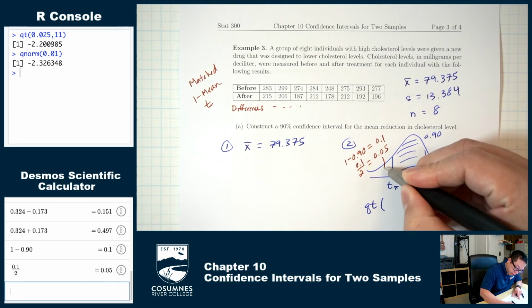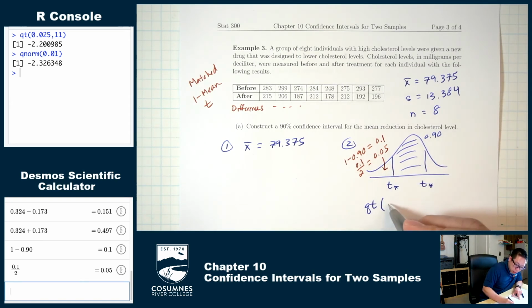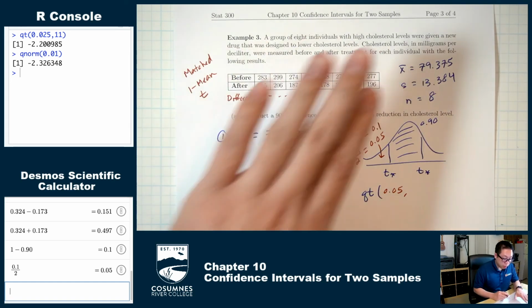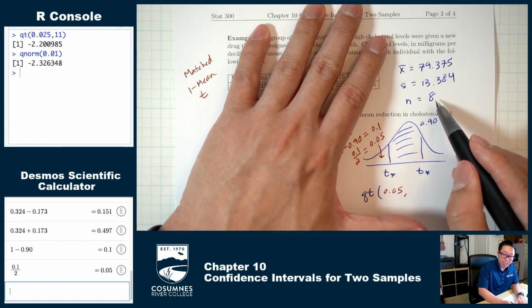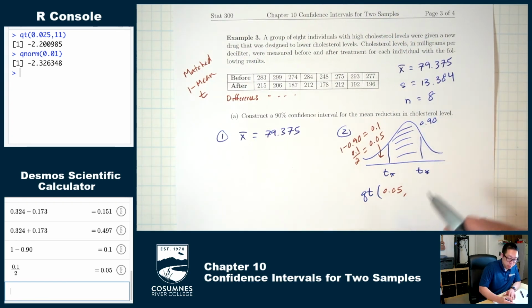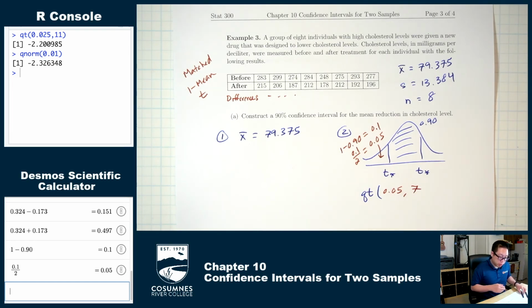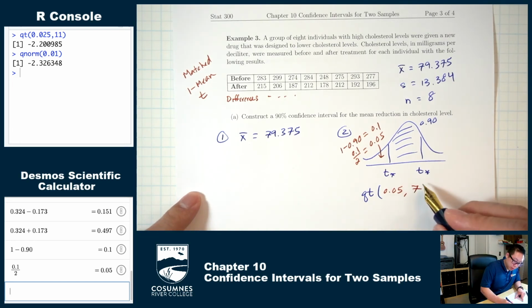Okay, that's the left unshaded area that will plug into R. qt has a df, so degrees of freedom. We just have one sample, so our sample size is 8. One less than that is our degrees of freedom, so that's 7. So we'll do qt(0.05, 7).